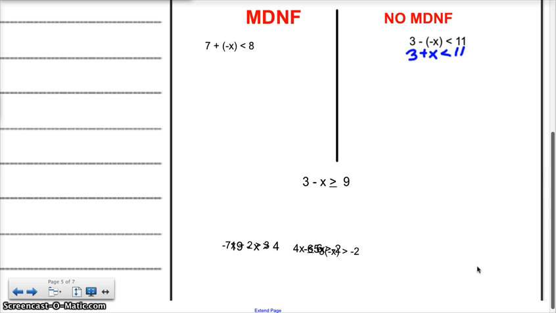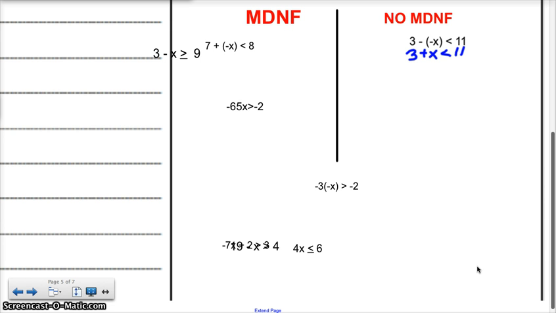3 minus x is bigger than or equal to 9. MD and F or no MD and F? MD and F it? I would MD and F it because there's a negative to the left. Negative 65x is bigger than negative 2. MD and F or no MD and F? I would, because the negative is still to the left. It's negative 65 times x. So I would, if you multiply or divide by a negative, you flip the inequality. You MD and F it.